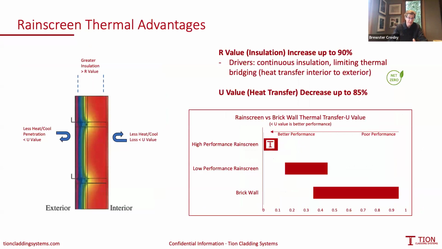One is it does increase the R value up to 90% on the exterior of a building. And depending on the type of rain screen you use or the type of attachment system, it decreases your U value. So the heat penetration between the exterior and the interior of the building reduces substantially.